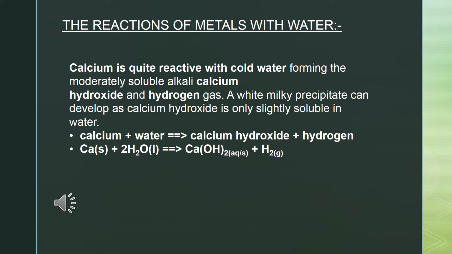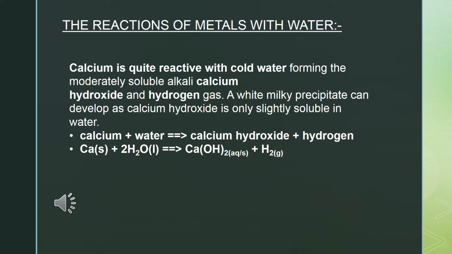So when calcium reacts with cold water, it forms a moderately soluble alkali, calcium hydroxide, and a gas, hydrogen gas, and a white milky precipitate can develop as calcium hydroxide. So calcium hydroxide will precipitate out as a white precipitate, and is only slightly soluble in water. There is an equation which I have given to you all: when calcium reacts with water, it forms calcium hydroxide and hydrogen gas.